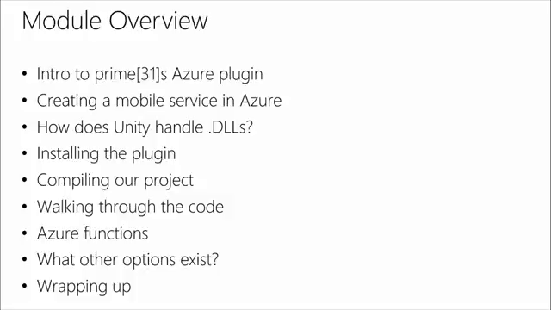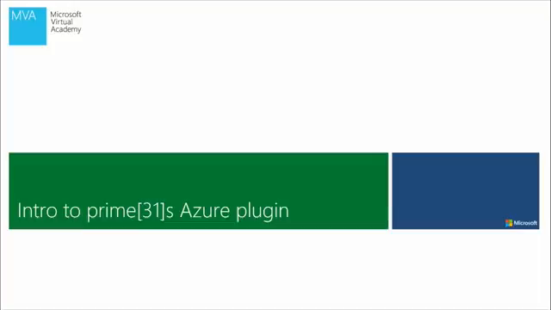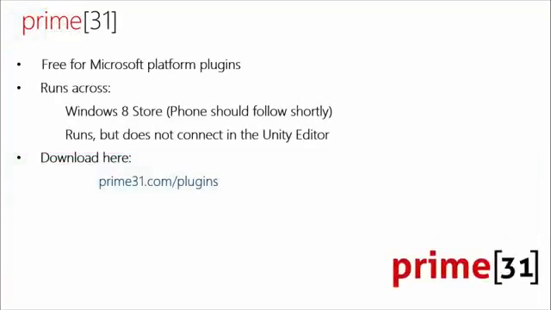We'll understand how to install the plugin, compile our actual project, as well as walk you through bits of the code. It can seem a bit difficult at times, but once you break it down into small, digestible bits, you'll have a much better understanding of how it works, along with the functions available to us. If you're familiar with LINQ or search queries, you'll be familiar with this as well. And finally, we'll wrap things up with what other options exist for developers out there. So without further ado, let's get started with an intro to the Prime31 plugin.